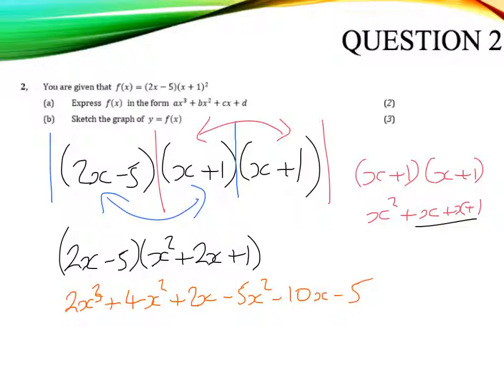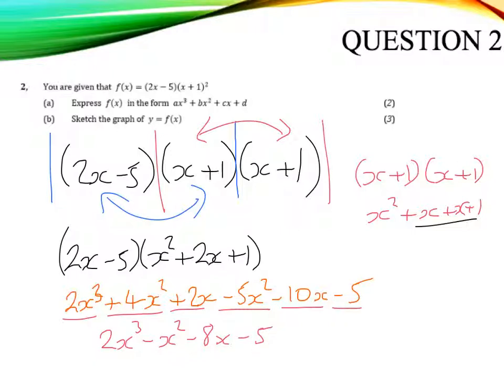Okay, I now need to collect all my like terms together. So I've only got one term that's got an x cubed in. So I've got 2x cubed. I've got 2 terms with x squareds in, plus 4x squared and minus 5x squared. So that's a minus x squared. I've got 2 terms in with x's. I've got positive 2x minus 10x. So that's minus 8x. And I've got one term with just a single digit in, minus 5.